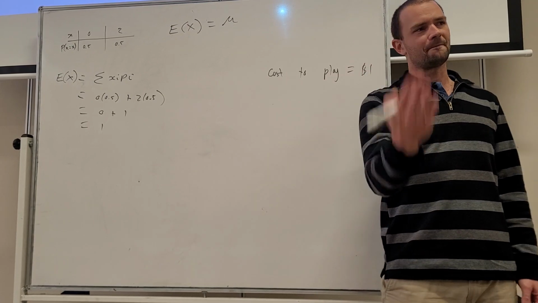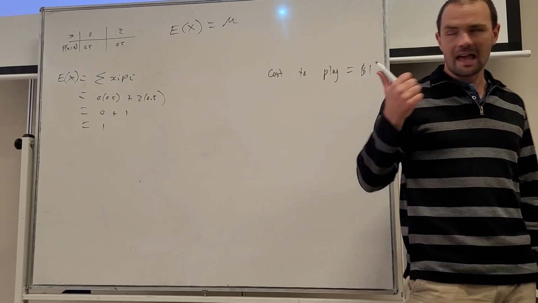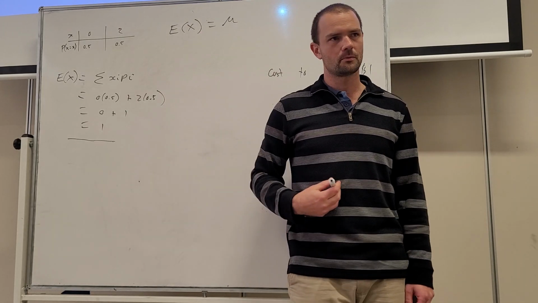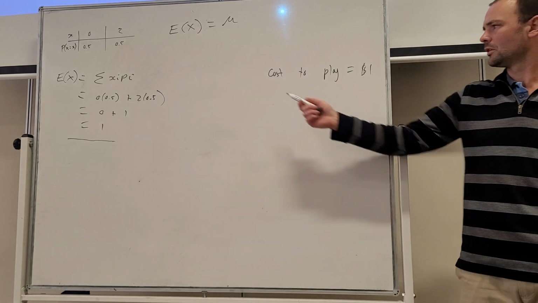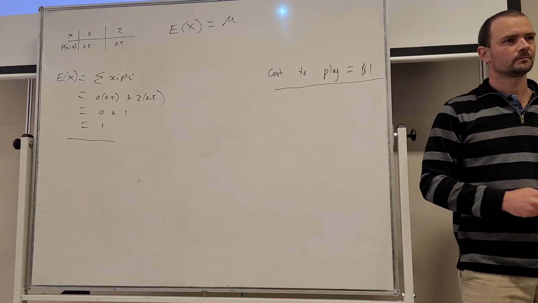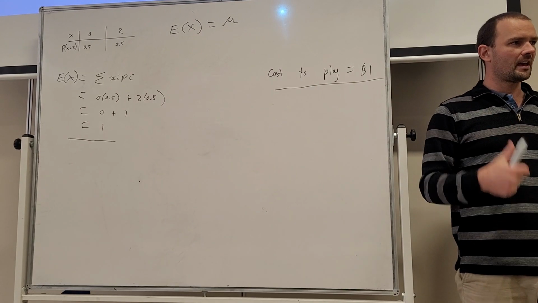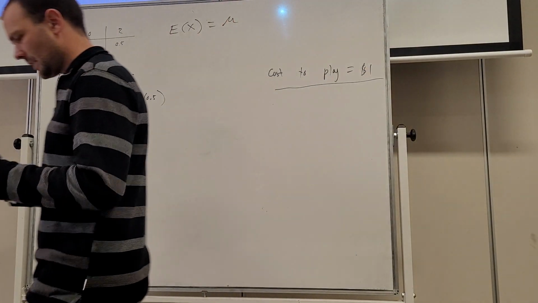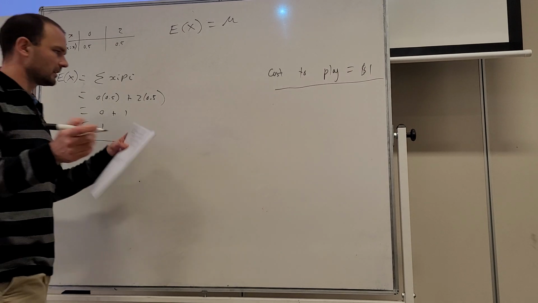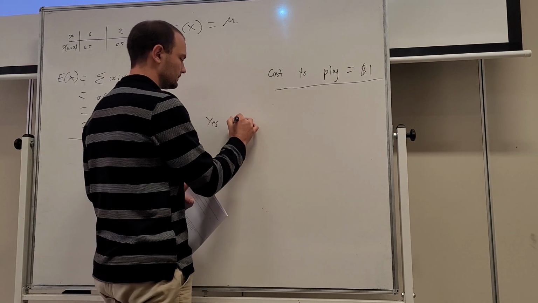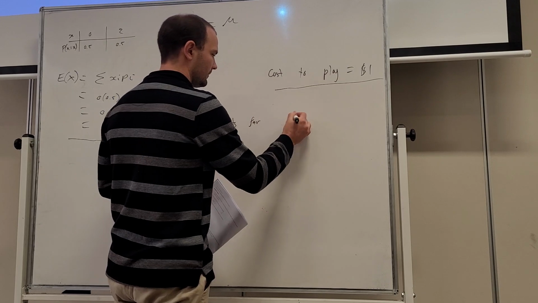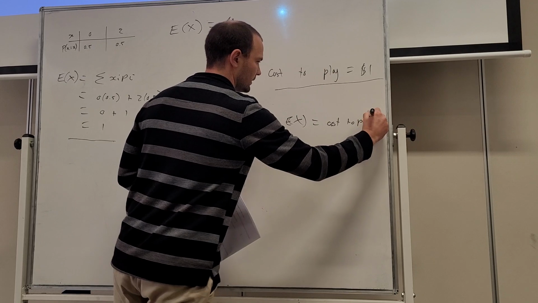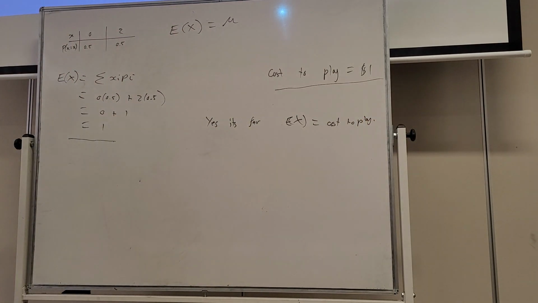So this is what we call a fair game, and it is a fair game because the expected value of the distribution is equal to the cost to play. All right? A game is fair if the expected value of the distribution is equal to the cost to play. So let's answer this question. Determine if the game is fair. Yes, it's fair. E of X equals cost to play. That's why it's fair.